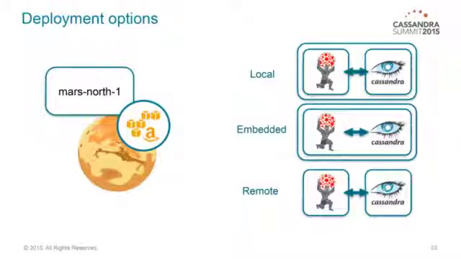We could run it embedded, so Titan could be running in the same JVM as Cassandra. Third option, we could actually run Titan remote. So you could have maybe Titan running in a Docker container, and then you have your Cassandra cluster over here, and they're communicating that way.